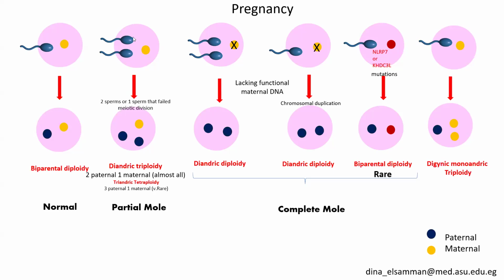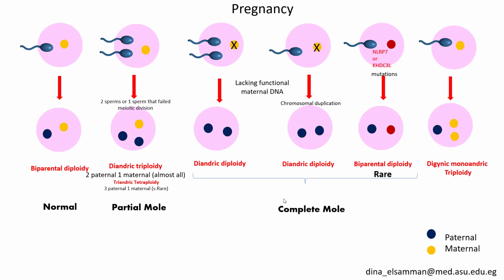Another case scenario is one sperm fertilizing and then duplicating to give a triploidy that is diandric, with two copies of genomes from the father. Some publications are talking about triandric tetraploidy. These are three sperms, or maybe a sperm that is duplicating with another one, giving again a partial mole.